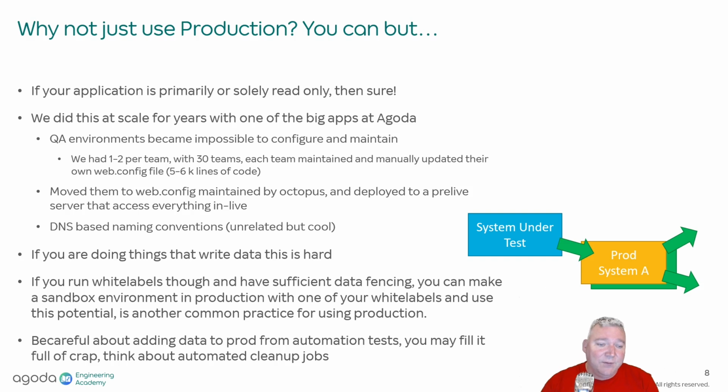You do need to be careful when adding data from automation tests that are testing on production. There was another company I was working with where we ended up with a table that had 2.6 billion rows in it, and 2 billion of those rows were test data. So if you are using production and you're writing data from automation tests, be wary of the data that you're adding and make sure that you can clean it up.